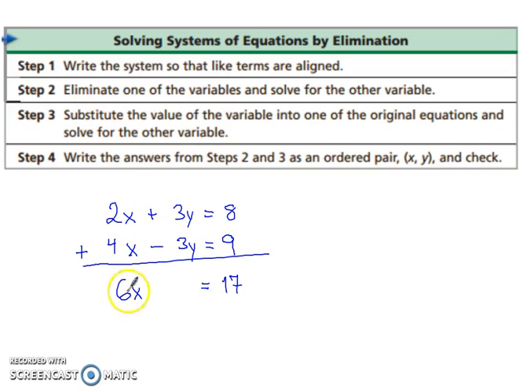So you want to solve for the variable, so we would solve for x, and then the rest of this is very similar to substitution. Substitute that value back into one of your original equations and solve for the other variable. When you're done, write it as an ordered pair. This part, however, is different from what we were doing in the past. So let's practice.